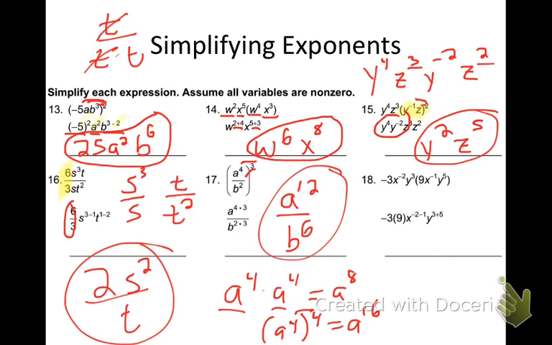I want to multiply here. I have negative 3 times 9. Hannah, what's negative 3 times 9? Negative 27. So I get negative 27. Now I want to combine x's. I have x to the negative 2nd, x to the negative 1st. What's that going to give me? X to the negative 3rd. Good. And then I have y to the 3rd and y to the 5th. What's that going to give me? Y to the 8th. So I simplified that down.